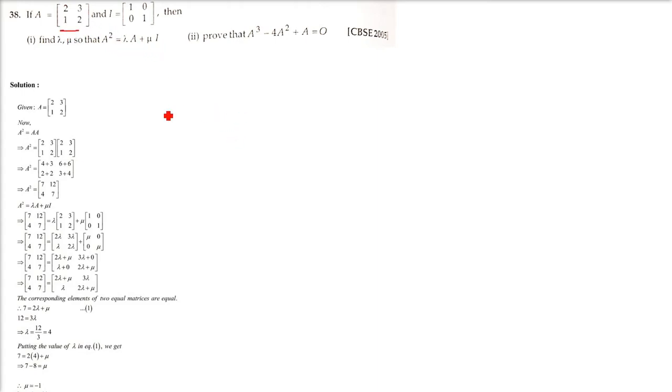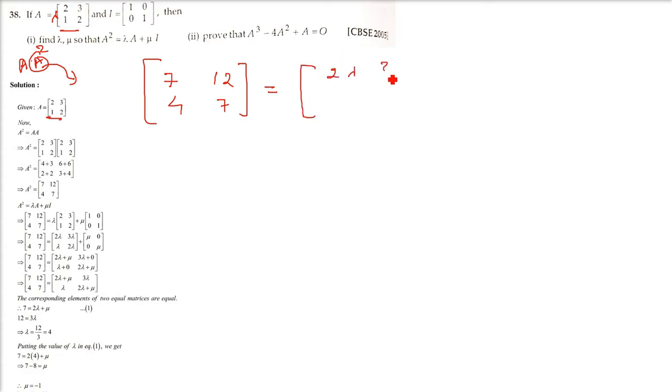So for A square, I hope you'll be able to do A dot A, just multiply this matrix with the same matrix. And A dot A I am directly writing. This is going to be 7, 12, 4, 7. Remember, this is A square. I have not done it, I have just taken it from here. This is equal to lambda into A. So take A multiplied by lambda. Lambda is the scalar multiple. So now it will be 2 lambda, 3 lambda, lambda and 2 lambda. Now add it with mu I. Multiply this with mu. It will be mu, 0, 0, mu.